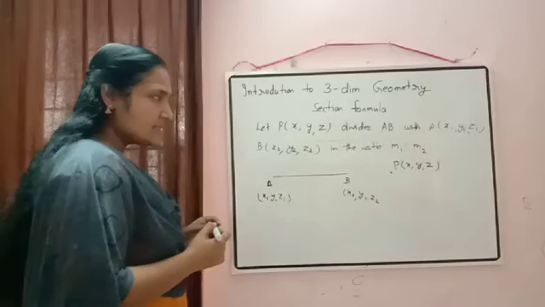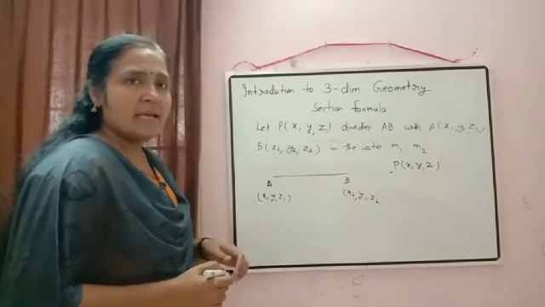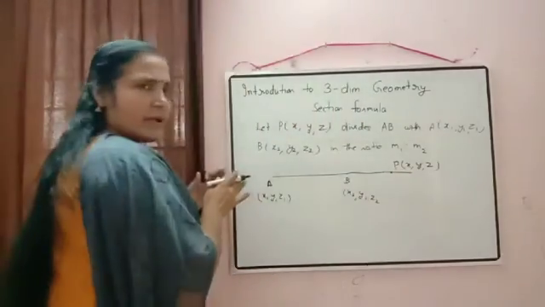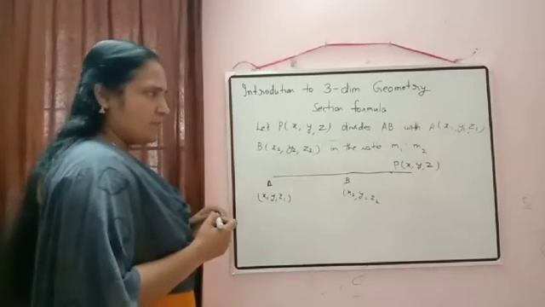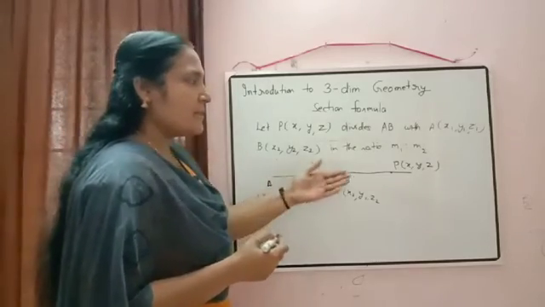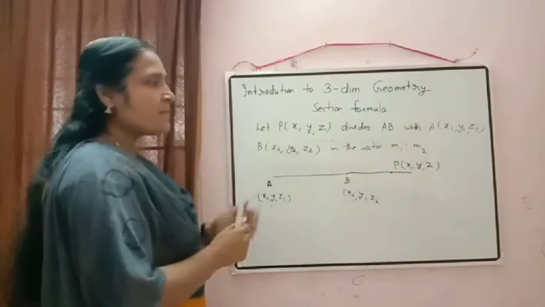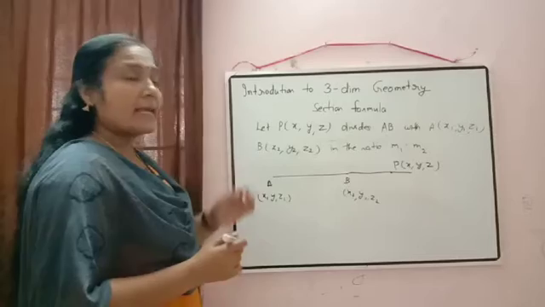At present P is not dividing AB in any ratio, but if I extend it, when we produce AB, we get the point P here. So P is dividing AB in some ratio. In this case, when we get the point P by extending the line segment, we say that P divides AB externally.